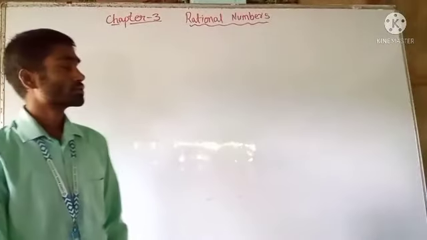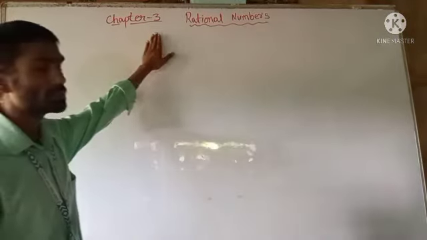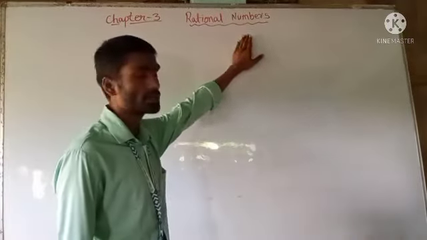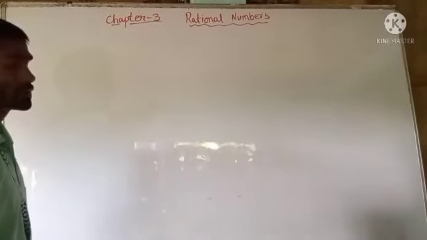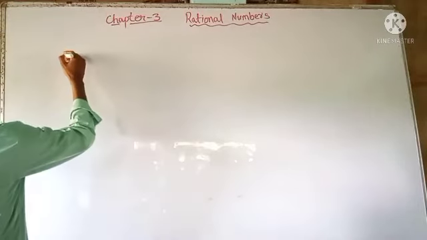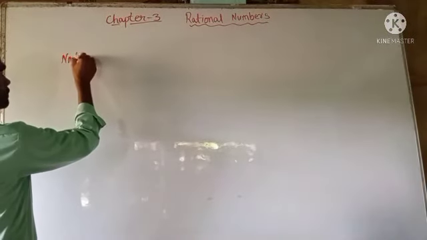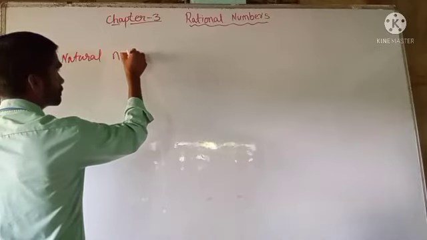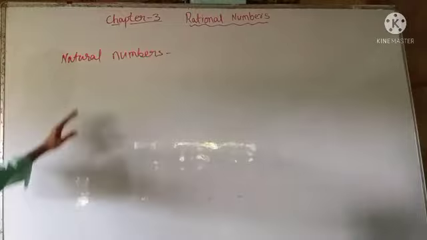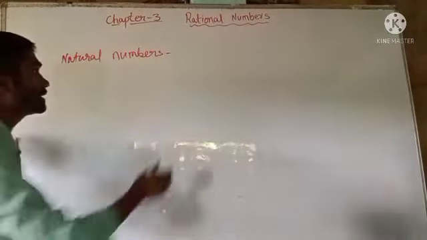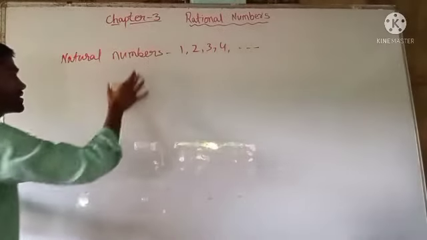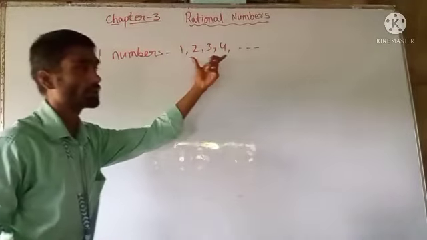Hello students. Today we are going to start a new chapter, chapter number 3, rational numbers. Before starting with rational numbers, let us first recall some numbers that we have learned in our lower classes, like natural numbers. What are natural numbers? Natural numbers are those numbers that we can count, like 1, 2, 3, 4, and so on.